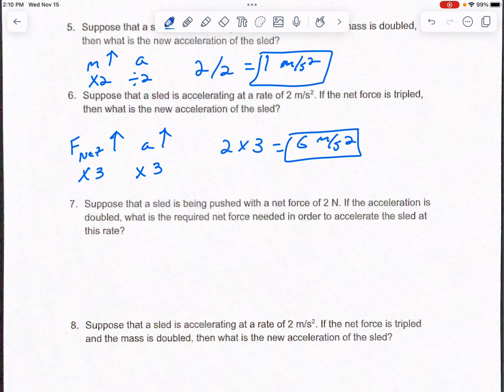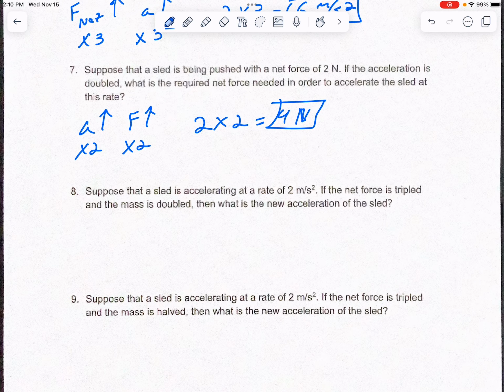Number 7, suppose that a sled is being pushed with a net force of 2 newtons. So I have a force. If the acceleration is doubled, what is the required net force needed in order to accelerate the sled at this rate? So if my acceleration is doubled, so A goes up by 2, remember A and F go hand in hand. That means force is going to go up as well by 2. So I'm going to take that 2, multiply it by 2, and I get 4 newtons.